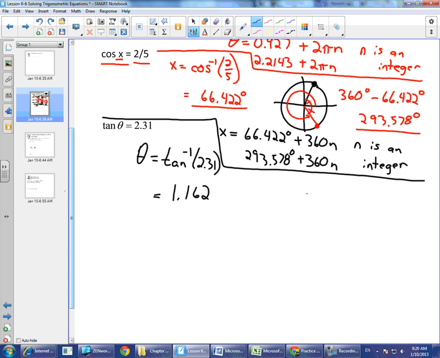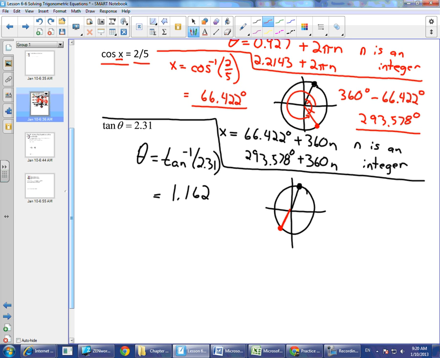Next, I'm going to go to my unit circle. This is going to be a little over 1 radian, but it's still going to be in the first quadrant. So my first answer is there. Now again, what you have to think to yourself is what other angle on the unit circle is going to have the same tangent value? And it's going to be directly opposite.